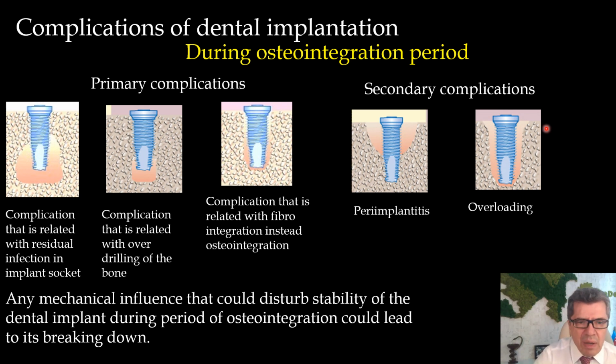But now I would like to show you the complications during the osseointegration period. The primary complications are related to residual infection in the implant socket, overheating during drilling of the bone, and fibrointegration instead of osseointegration. The secondary complications are peri-implantitis and overloading. Any mechanical influence that could disturb the stability of the dental implant during osseointegration could lead to its failure.